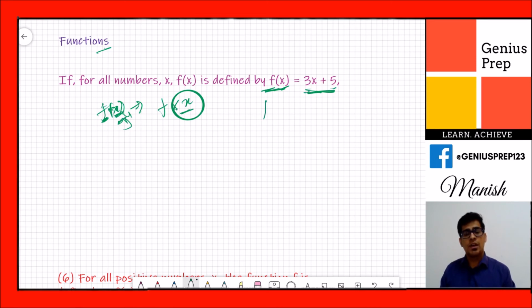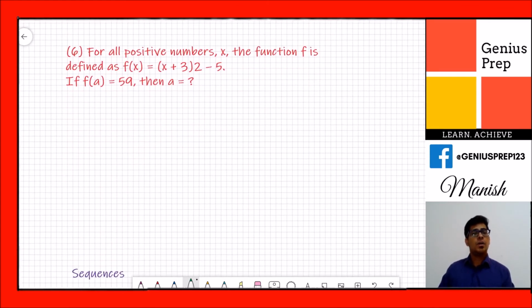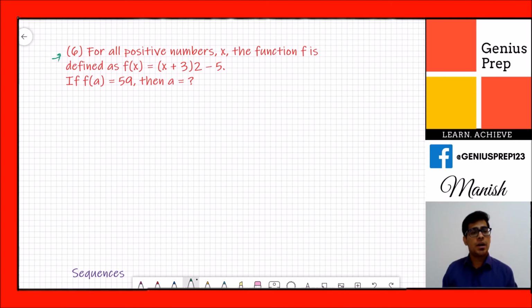If we say f(4) is equal to, what we will do, instead of x we put 4: 3 times 4 plus 5. That's it. So the function of 4 with this equation will be 12 plus 5, which becomes 17. So the function tells what the variable in the equation is and in what form we should get the answer. Okay, so I gave you the basic idea, and now we are taking an example.